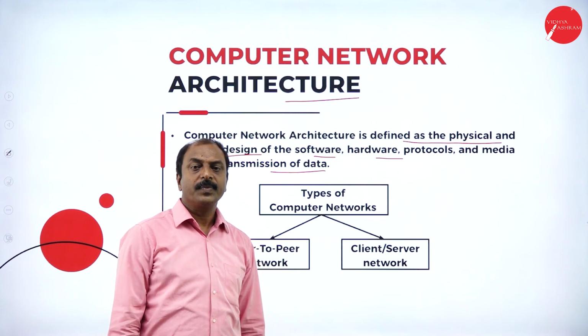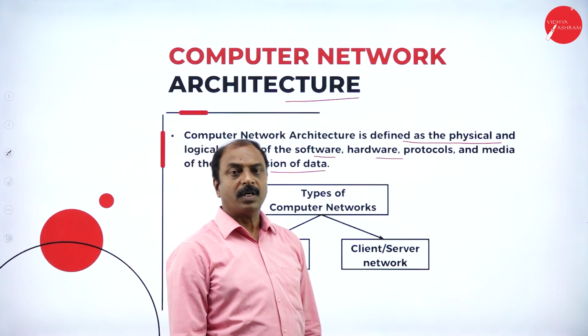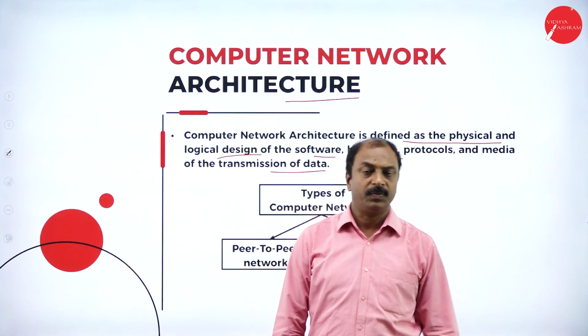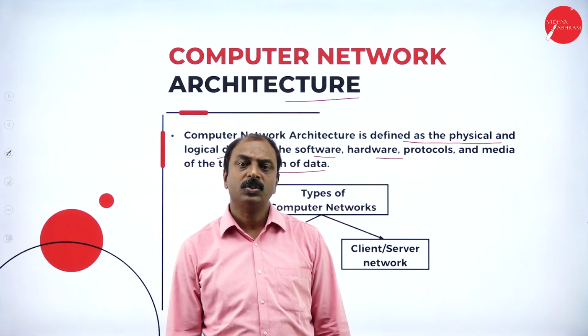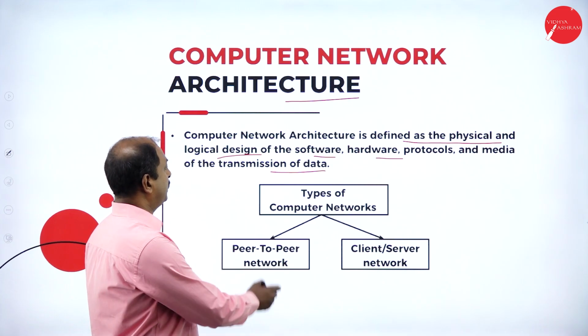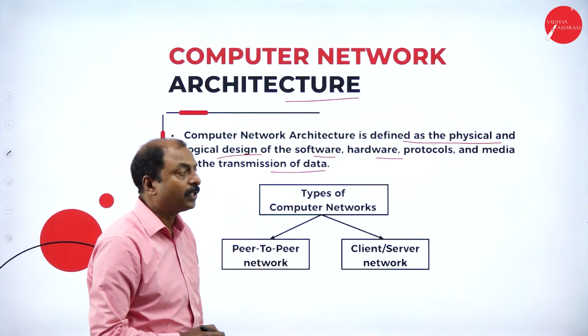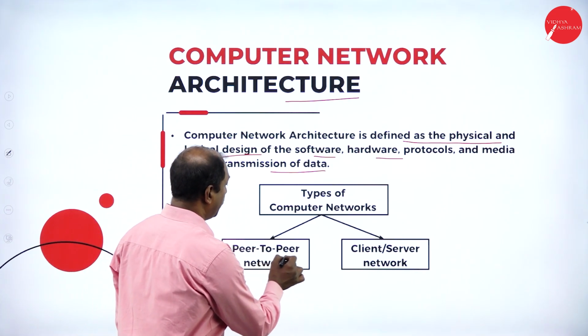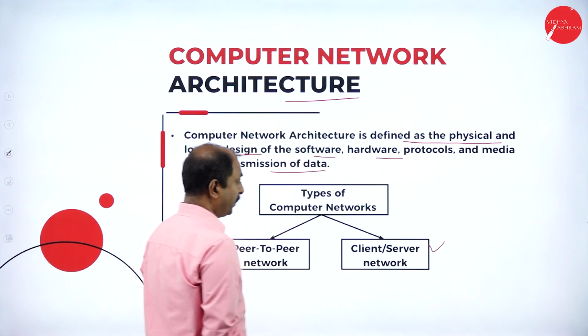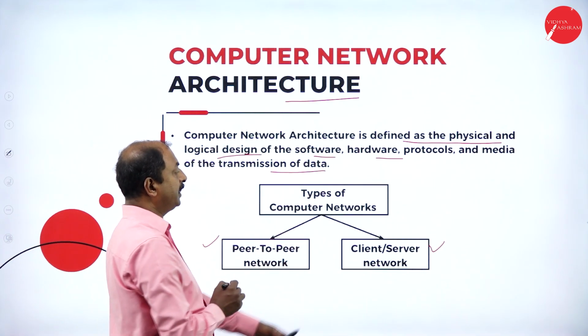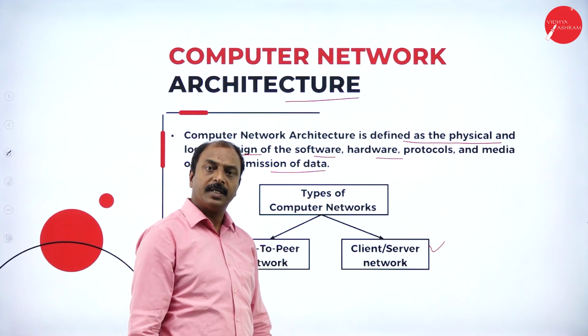Indirectly, we can say it is the way we are connecting computers in a network for sharing of different types of hardware and software. So here, generally there are two types of network or architecture. One is peer-to-peer network. Second one is client-server network.